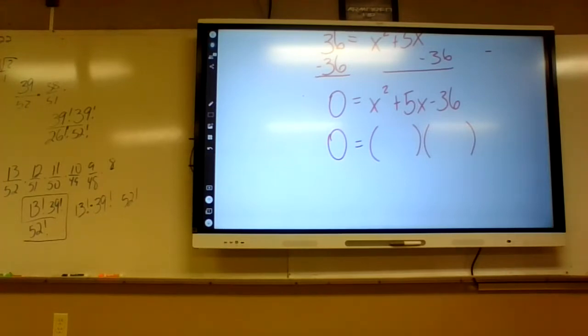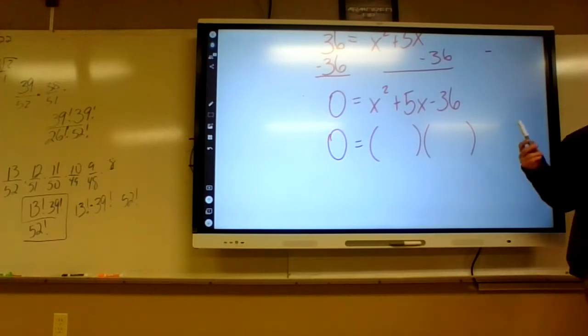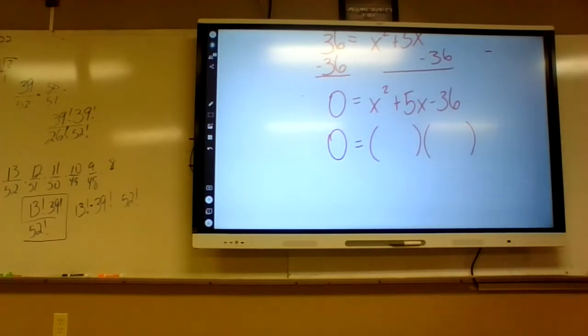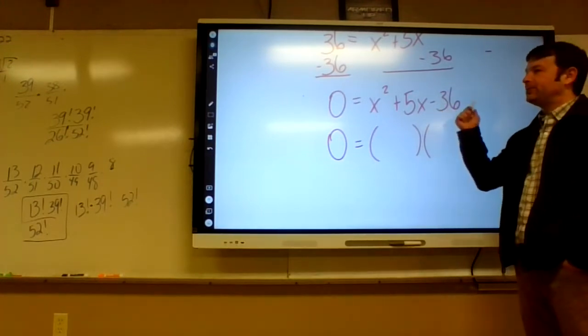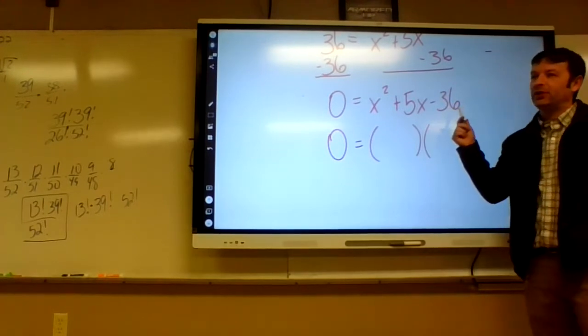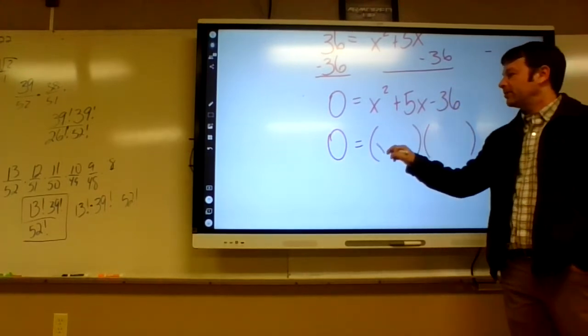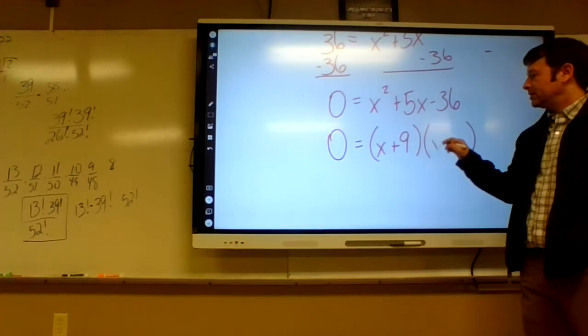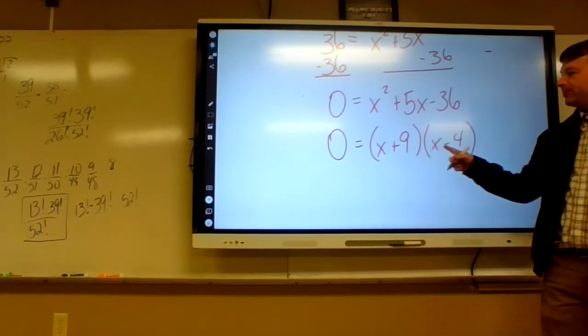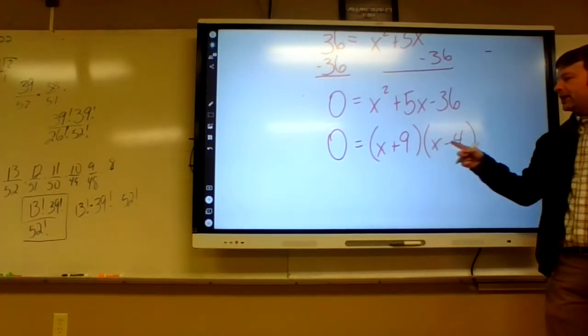What else goes into 36? Think of your times tables. 2 and 18. What else? 12 and 3. But they've got to add up to 5, so keep thinking. You're missing the most obvious one, I'd say. 9 and 4. To multiply to negative 36, you have to have one negative. Positive 9 and negative 4. They multiply to this, and they add up to 5.